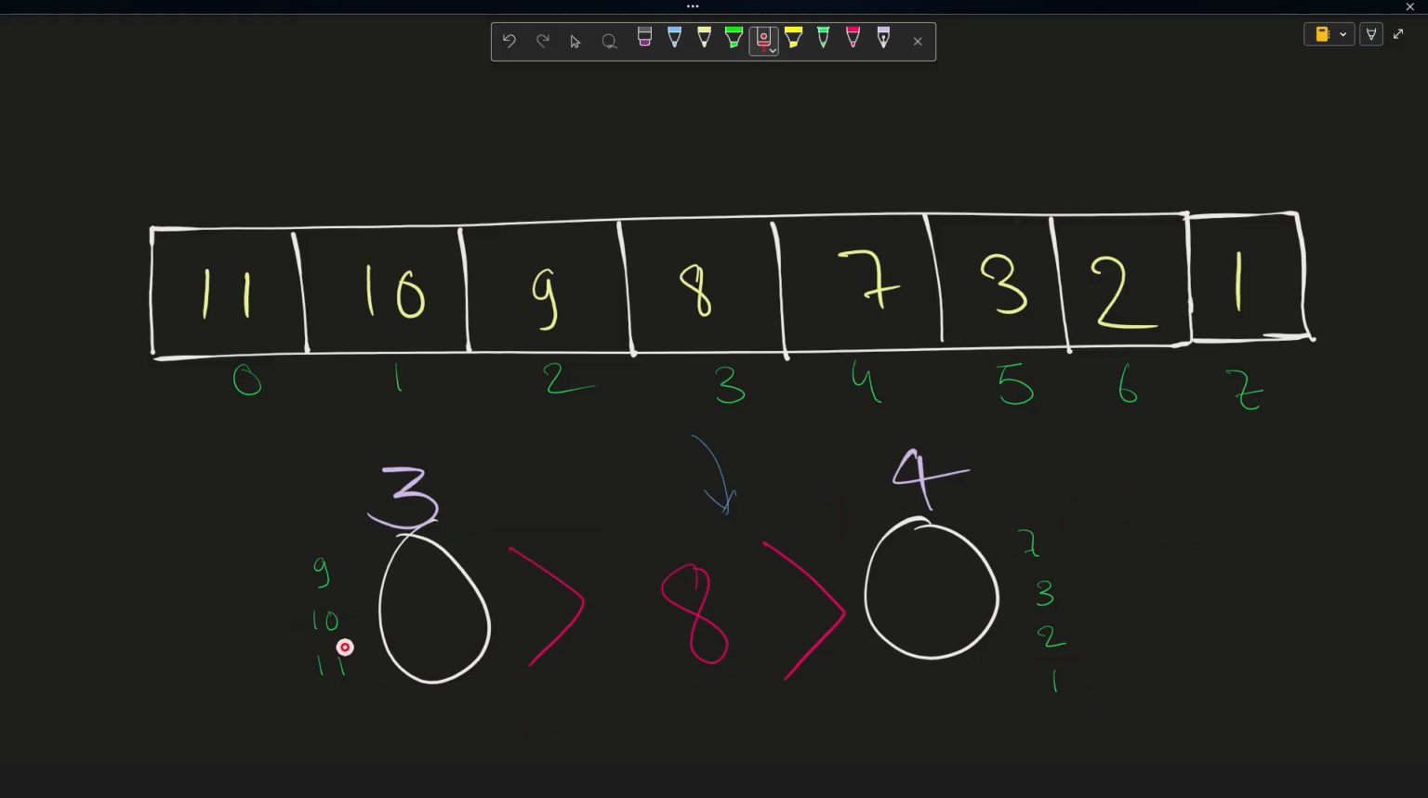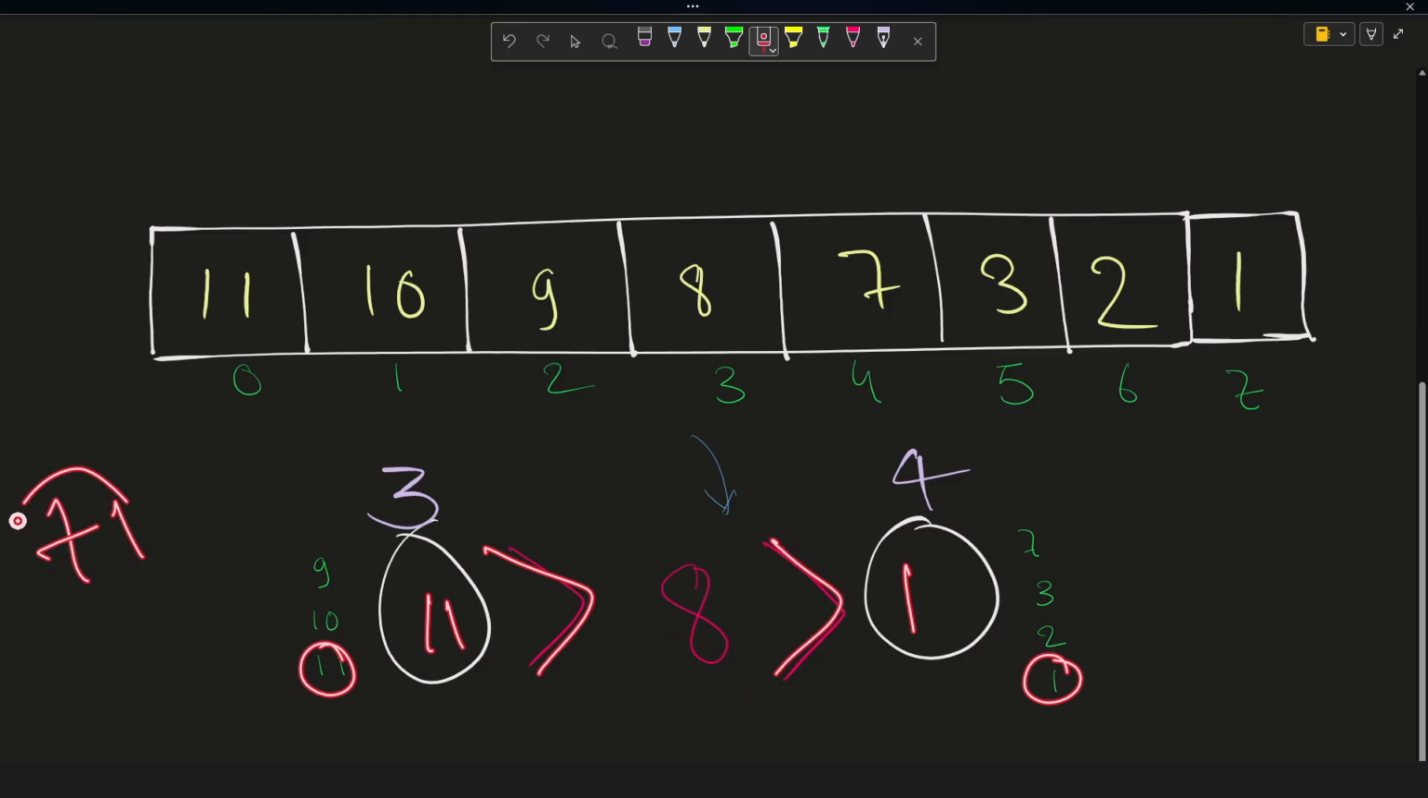And now if we take this 11 from here and 7 from here, that is this, so clearly 11 is greater than 8 and 8 is greater than 7, so plus 1. Similarly, if we take 11 from here and 3 from here, so 11 is greater than 8 and 8 is greater than 3, so again plus 1. Similarly, if we take 11 from here and 2 from here, so 11 is greater than 8 and 8 is greater than 2. And at last, if we take this 11 and this 1, that is this. So clearly 11 is greater than 8 and 8 is greater than 1. So again plus 1 to our result.